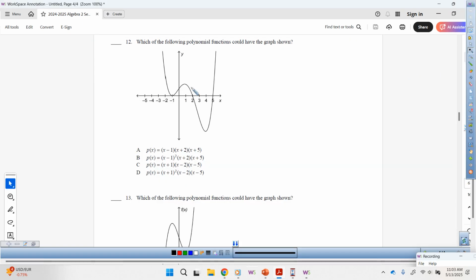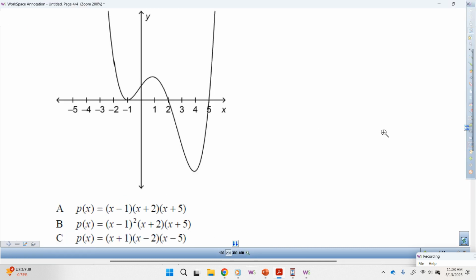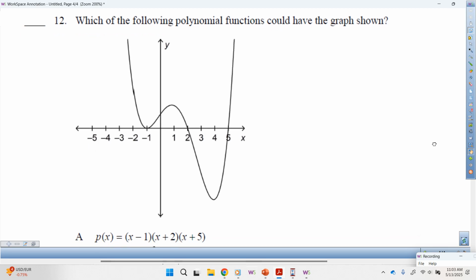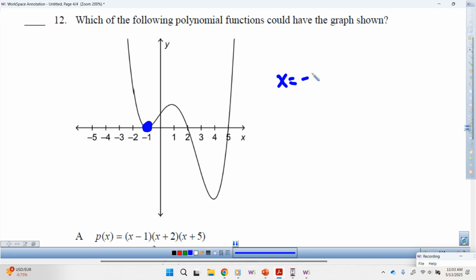All right. For number 12, this is a polynomial function. Let's start with this one. Look up to the screen. Let me zoom in. It says, which of the following polynomial functions could have the graph shown? Let's start with this point right here. What do you guys notice? That the graph bounces off of it. Is that correct? So that means it's not one, but two of them. So we're going to write x equals -1, x equals -1.